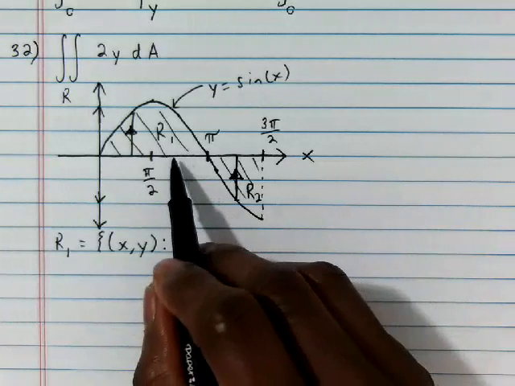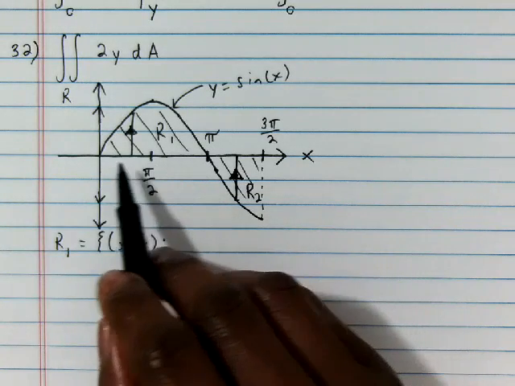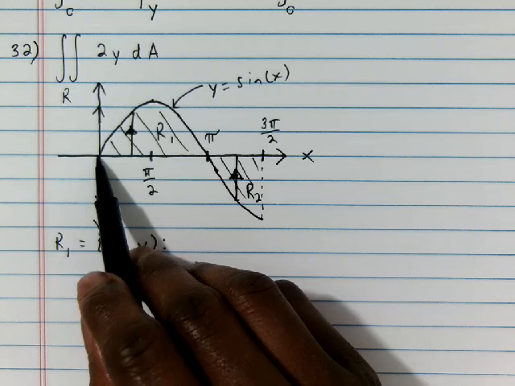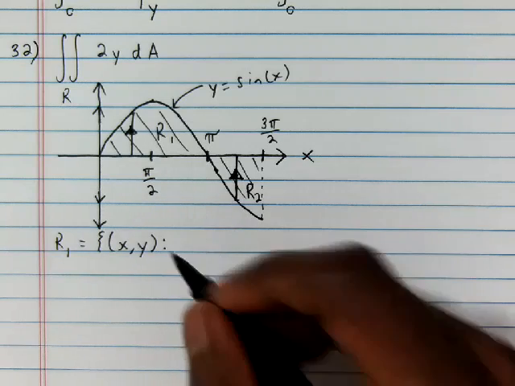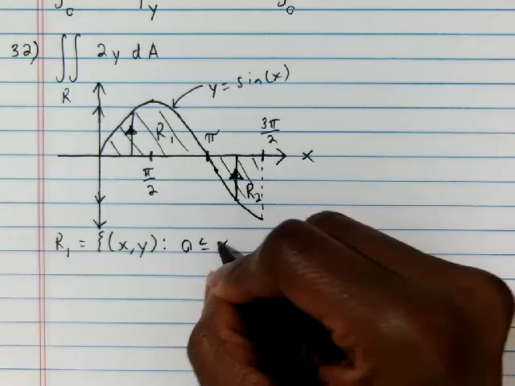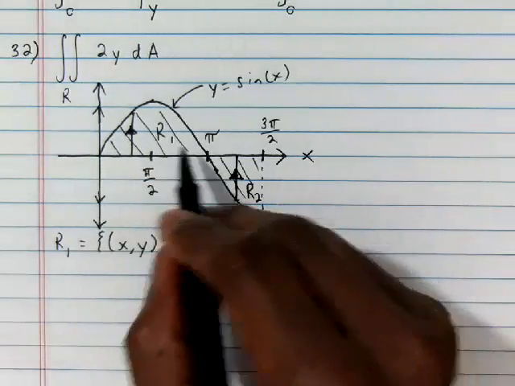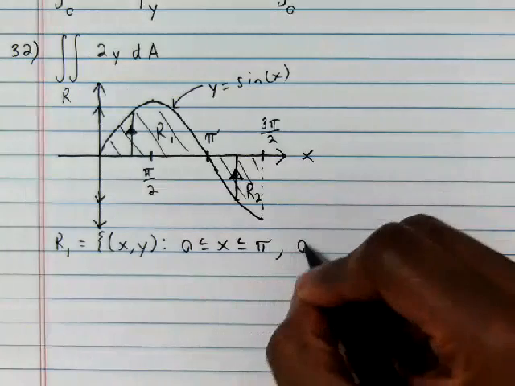So now for R1, we're going from a constant to a constant. On the x, we're going from the left, x equals 0, to x equals pi. So x goes from 0 to pi, and then y goes from 0 up to sine of x.